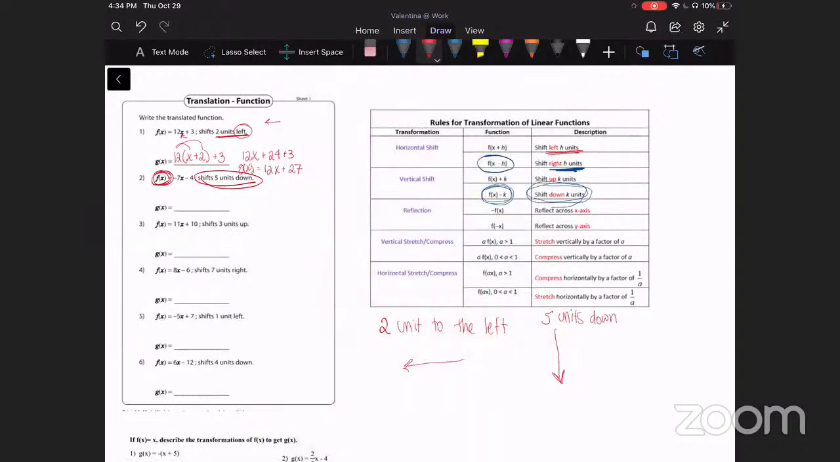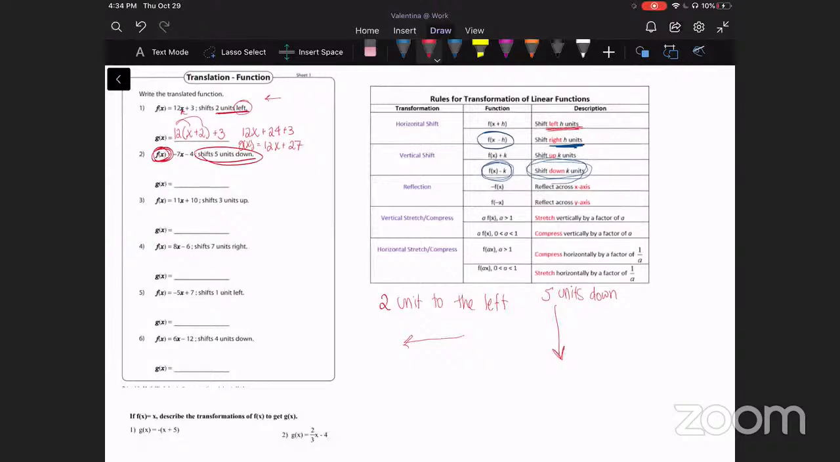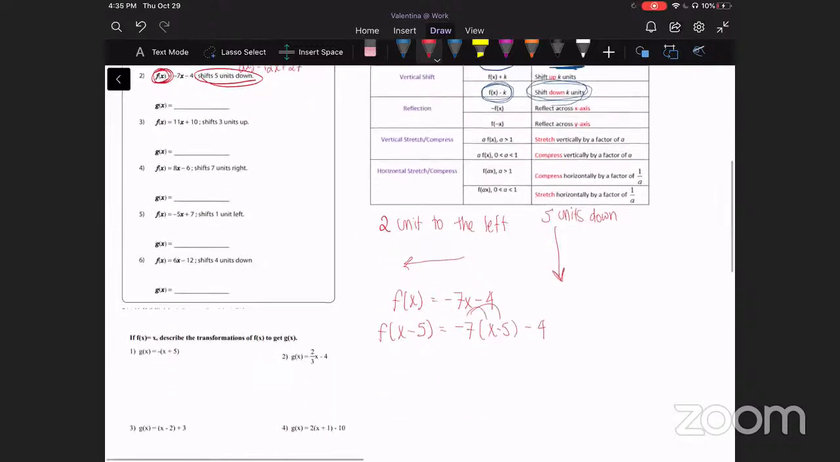So if we wanted to move 5 units to the right, then we would have done f of x equals negative 7x minus 4. That's our original function. And let's say we wanted to move 5 units to the right. If we want to move to the right, we're going to subtract, so we would subtract 5 inside. Then we would say x minus 5, minus 4, and then you would just expand that out. Do you see the difference between that and the other thing?